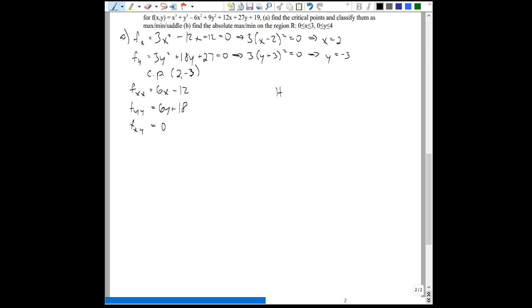So put that all together and you get that the Hessian equals (6x minus 12) times (6y plus 18), and then just a minus 0 squared. You can leave that off if you want. So now we need to calculate the Hessian at our critical point, which was (2, negative 3). And that's going to be (6 times 2 minus 12) times (6 times negative 3 plus 18). Work that all out and you get 0. So Hessian of 0 gives us no conclusion, and we're just going to leave it there. That's the local part.